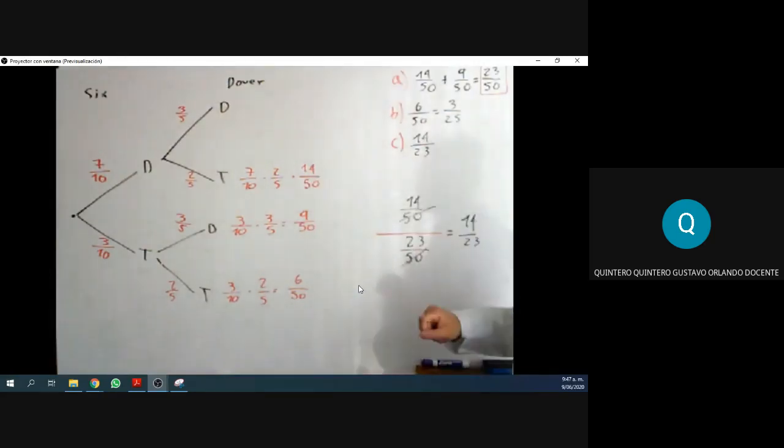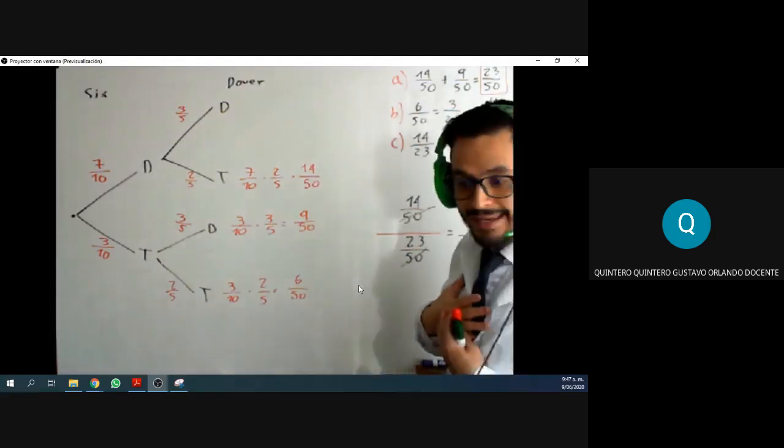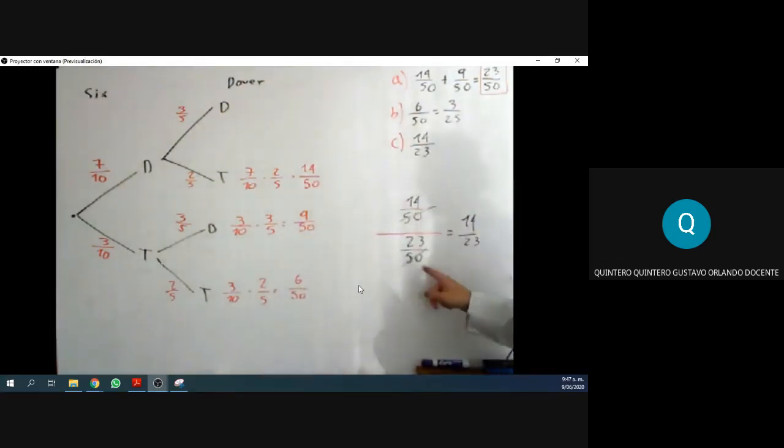14 over 50. Work this out in a calculator. Or like I did, cancel the denominators, 50 and 50. The solution, 14 over 23.